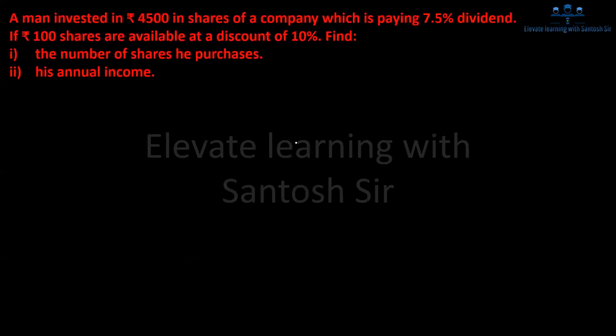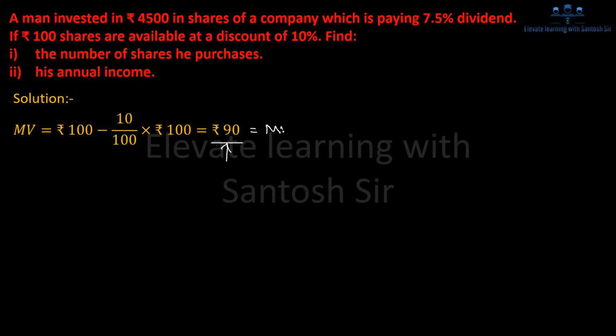Let us proceed. A man invested rupees 4,500 in shares of a company which is paying 7.5% dividend. If rupees 100 shares are available at a discount of 10%, find the number of shares purchased or his annual income. So we know the investment, we know the rate of dividend, we know the face value of the share, and they are available at the discount of 10%. This will help us to get the market value. So let us first find the market value of the share. It will be 100 minus 10% of 100, that is 90 rupees is the market value.